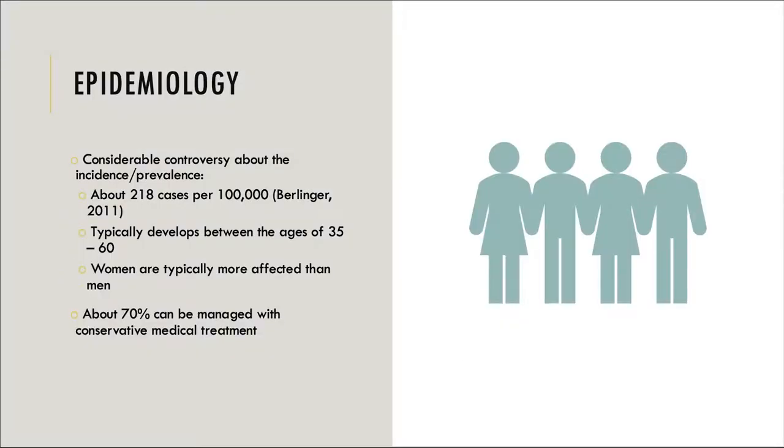But all that being said, when it comes down to the incidence and prevalence of Meniere's disease, it is said to be quite controversial. But according to Berlinger in 2011, there are about 218 cases of Meniere's disease for every 100,000 people. It is also said to develop most commonly in women between the ages of 35 and 60, but it can also develop in men, and it can develop outside of that age range. But what I find to be the most important statistic is that while not everyone is able to manage their Meniere's disease, about 70% of people with Meniere's disease are able to do so with a conservative medical treatment, and some of those are things that I will go over a little bit later as well.